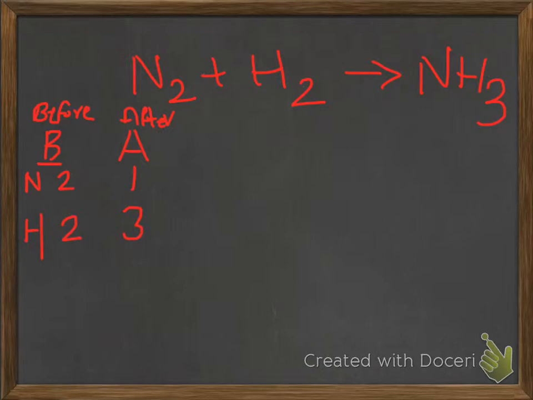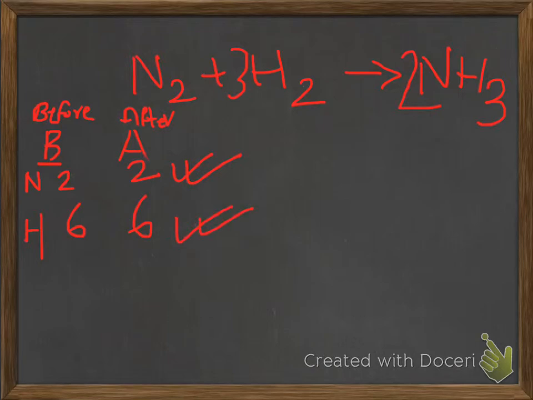So if we put 2 near nitrogen, the after will get balanced. But what about hydrogen? The after hydrogen will become 6. So it's simple math. Now as everyone knows, 2 3s are 6. So in the before section, put 3 in front of hydrogen. Now what will happen? The hydrogen in before will also become 6. So now you can see that the atoms on either side are balanced.